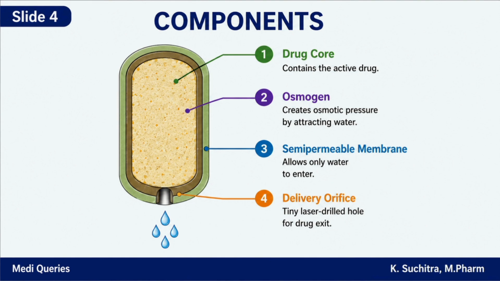The third component is the semi-permeable membrane, which is usually made of cellulose acetate. This membrane allows only water to enter while preventing the drug from escaping through it. The final component is the delivery orifice, a tiny laser drilled hole through which the drug leaves the tablet. Each component plays an essential role in achieving the controlled drug release. Again, repeating the components: the first one is the drug core, second is the osmotic agent, third is the semi-permeable membrane and fourth is the delivery orifice.